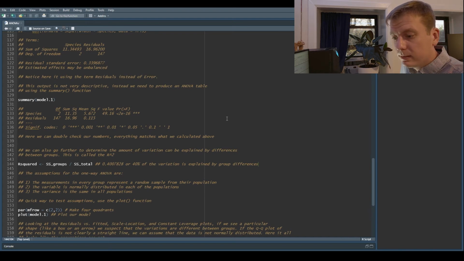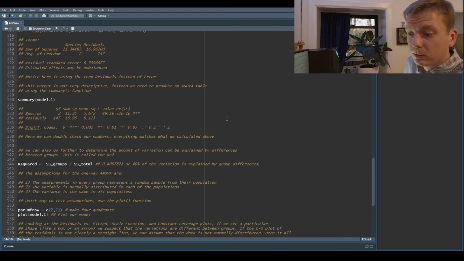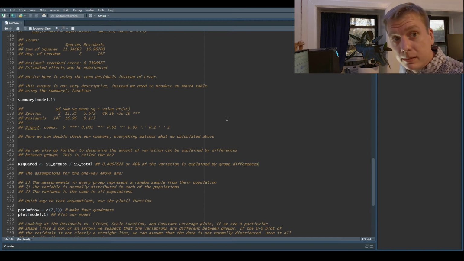We get an answer of 0.4007828. What this means is that around 40% of the variation that we observe is explained by group differences alone. So that also means that there's 60% of the variance that we don't have an explanation for.